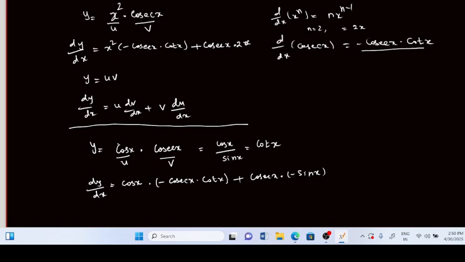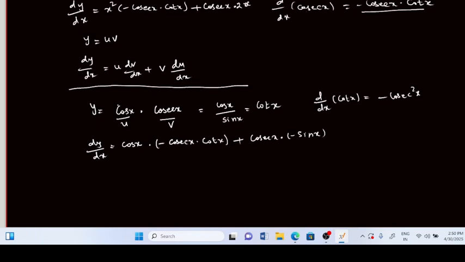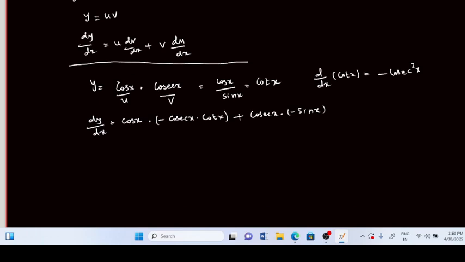What is the differentiation of cot x? Differentiation of cot x is minus cosecant square x. If we get the same answer, the simplified format is also correct. So we can leave this one as it is, but better if we understand the simplifications. So here we do the simplification.